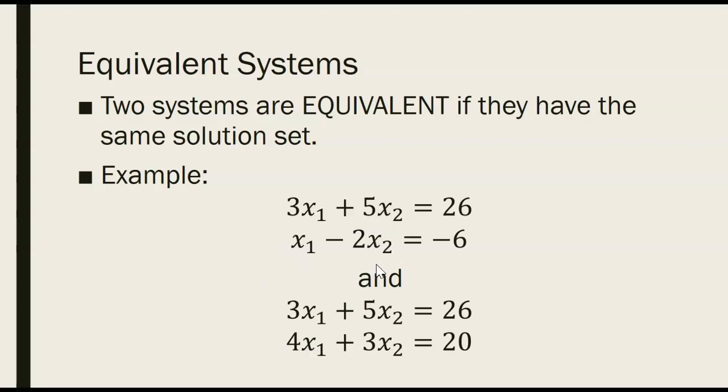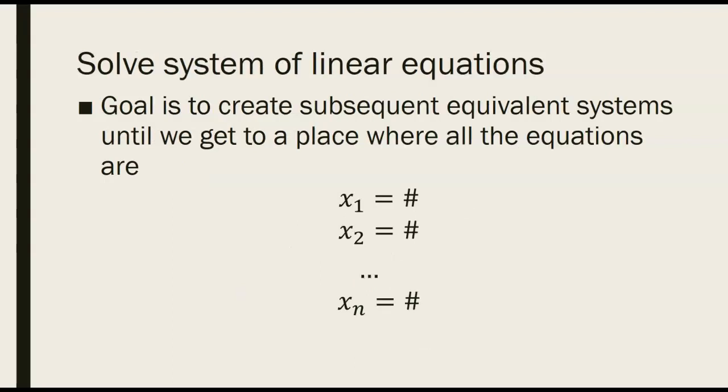5x2 minus 2x2 gives you 3x2. 26 plus negative 6 equals 20. So I knew that this system was going to have the same solution as this one, because basically what I did is I replaced the second row with just a sum of these two equations. Okay, that's one trick for making equivalent equations.